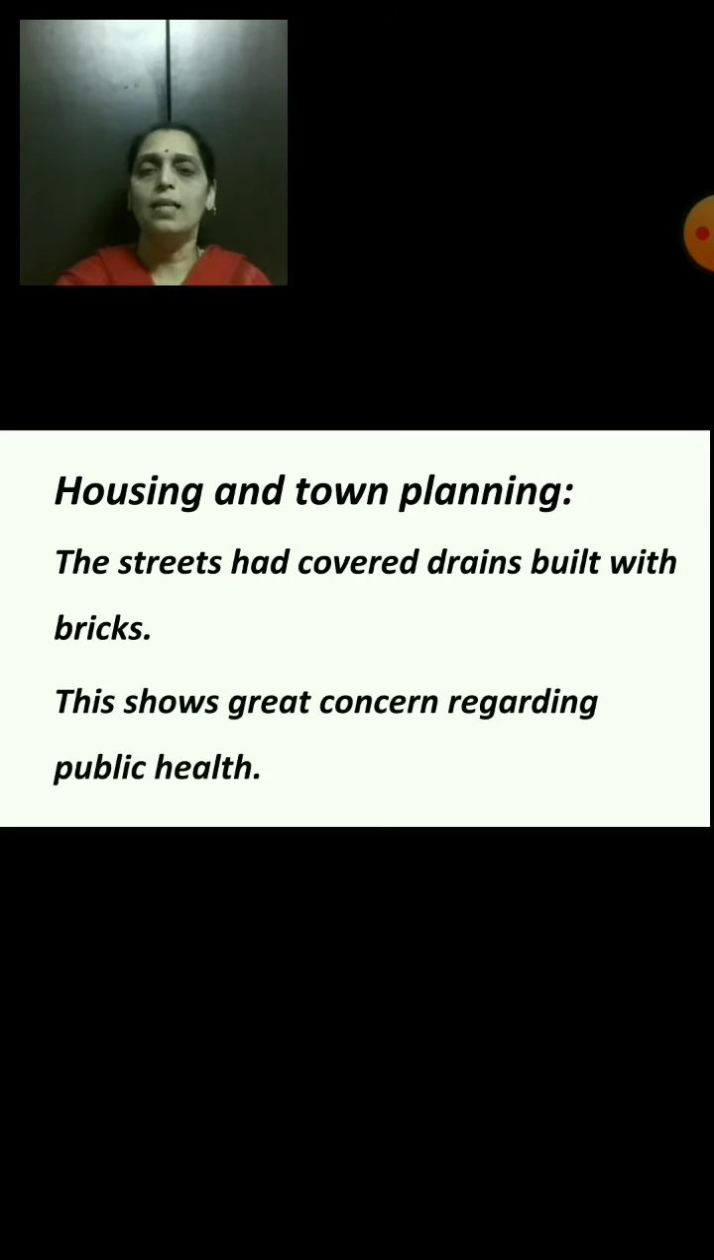The streets had covered drains built with bricks. This shows great concern regarding public health. Now, students, this means the drains were covered and built with bricks, and this shows how concerned they were regarding public health. So the streets had covered drains built with bricks. This shows great concern regarding public health.